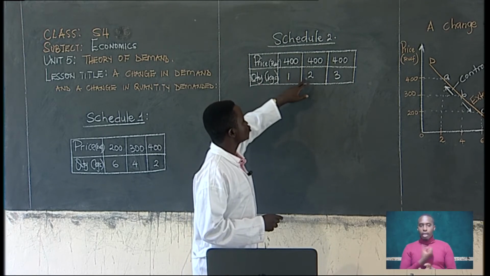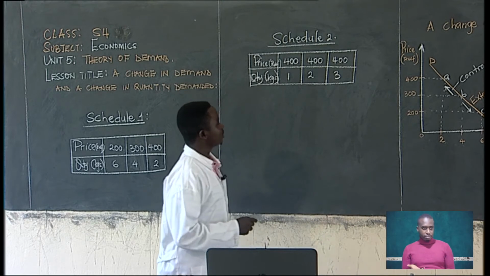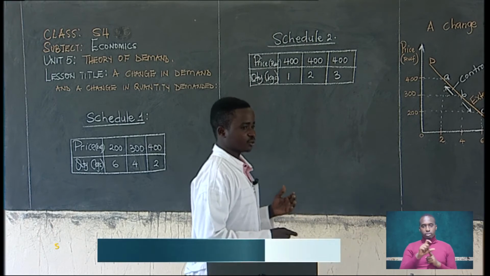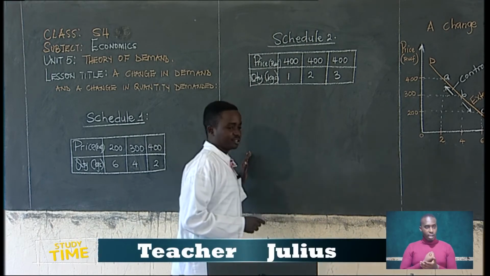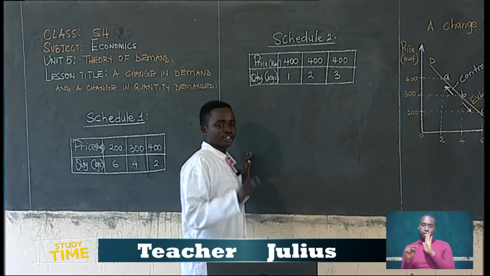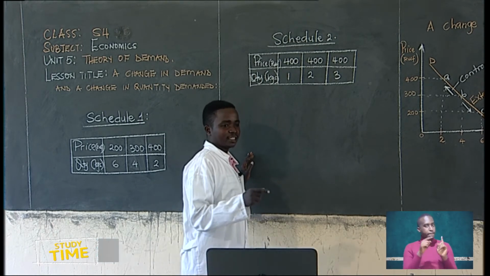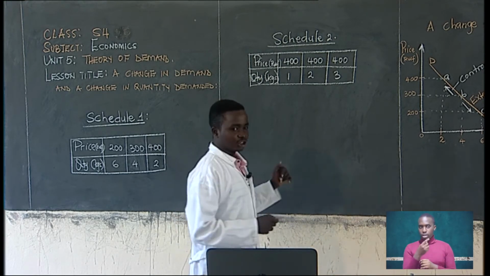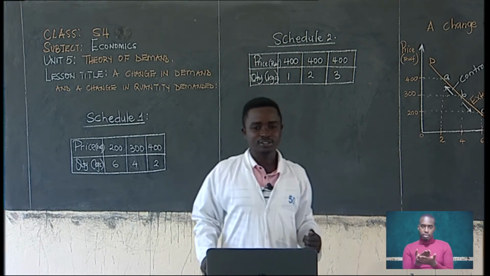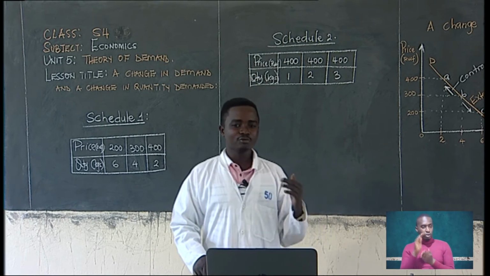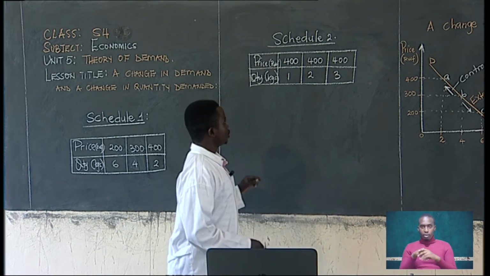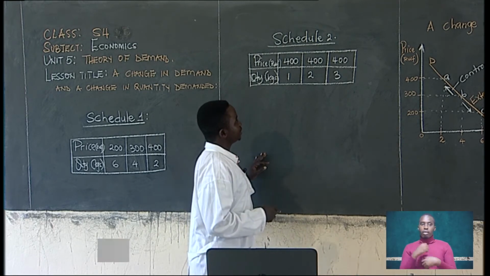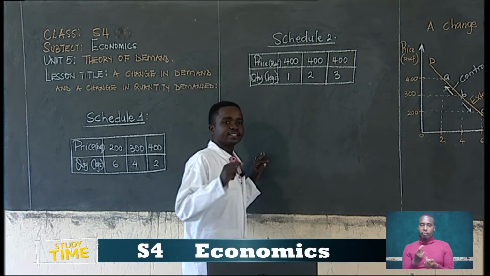We have 1, 2, 3, of which now this may reflect a decrease or an increase. Meaning that we may have a positive change and a negative change. So now, let us look at a change in demand. A change in demand, as you can see, is an increase or a decrease in the quantity demanded of a commodity due to other factors affecting demand, when the price is constant.